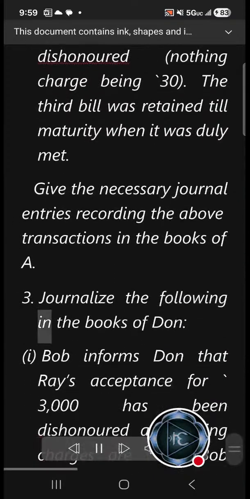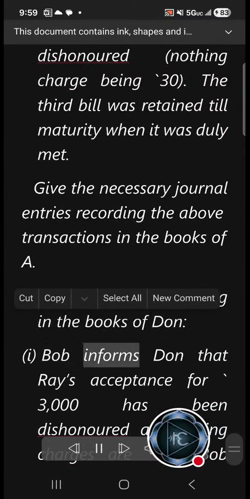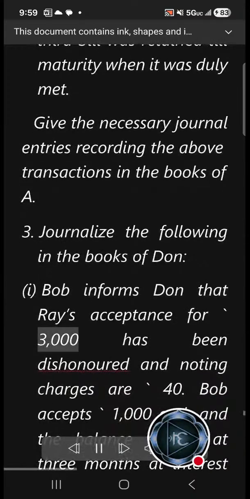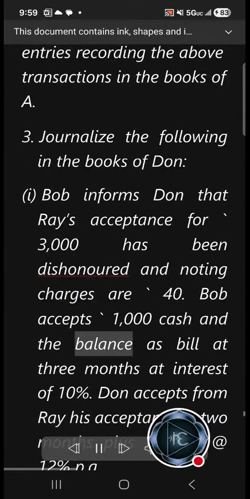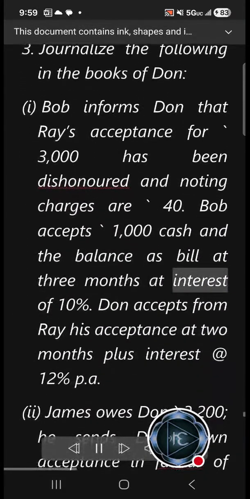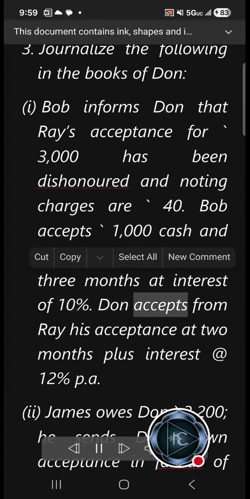Journalize the following in the books of Don. Bob informs Don that Ray's acceptance for $3,000 has been dishonored and noting charges are $40. Bob accepts $1,000 cash and the balance as bill at 3 months at interest of 10%. Don accepts from Ray his acceptance at 2 months plus interest at 12% PA.